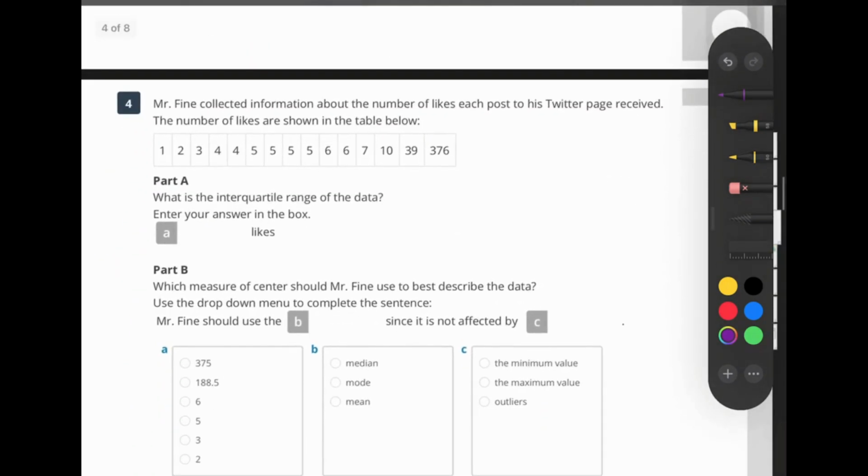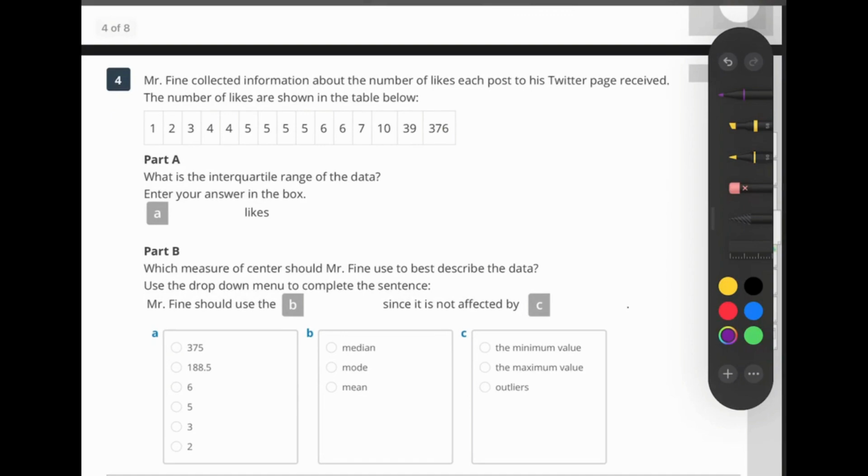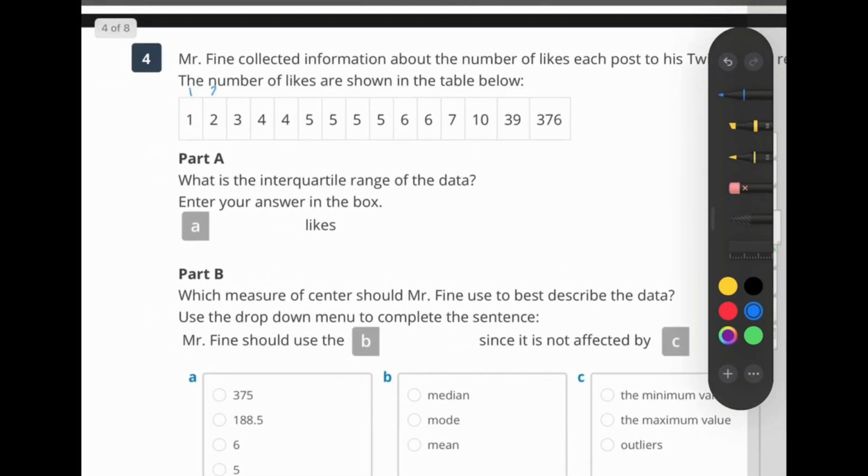Mr. Fine collected information about the number of likes each post on his Twitter page received. The number of likes are shown in the table below. What is the interquartile range of the data? I'm just going to go ahead and quickly number these. Number of tweets, so n is equal to 15. This is an odd number, so I'm going to need the one number that is going to be my median.